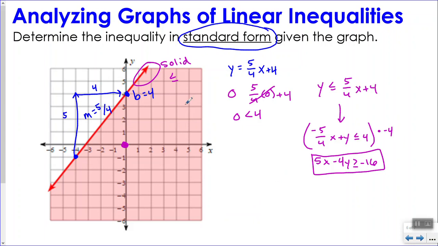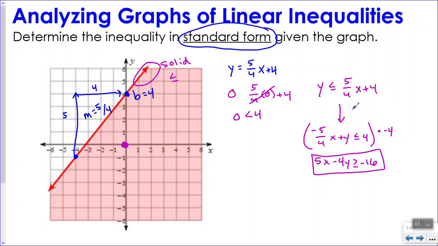Alright, so if we look at this one again, we start with slope-intercept. Our y-intercept is 4, our slope is 5/4. We pick a point in the shaded region to test. We can test the origin here. We end up with 0 and 4, so we know it's less than, and then we see we have a solid line, which means we need to use less than or equal to. So in slope-intercept form, we have y is less than or equal to 5/4x plus 4.